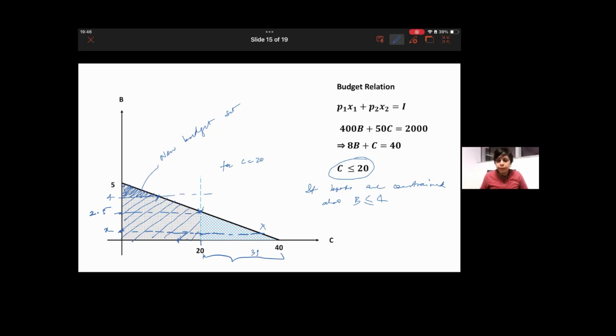You understanding what I'm saying? So see which good is being constrained. If books are being constrained, you will draw a horizontal line at 4, if 4 is the constraint. Here coffee is being constrained, so we're drawing a vertical line at 20. And it is not allowed to go beyond 20. I hope this is clear now. Let's go to the next question.